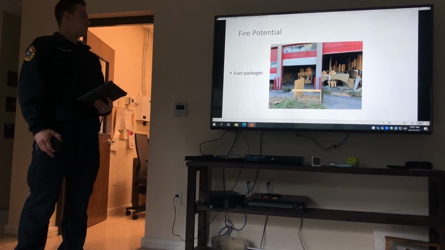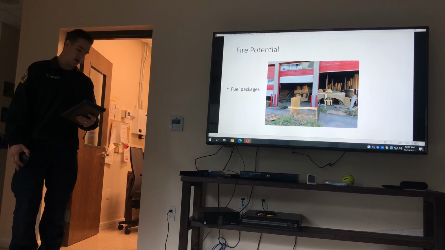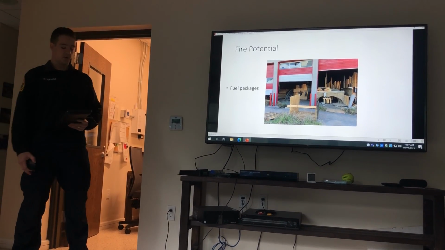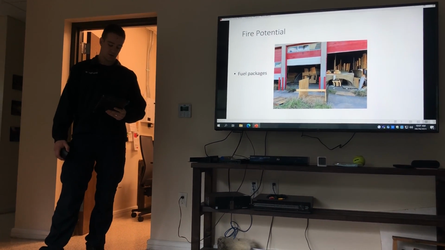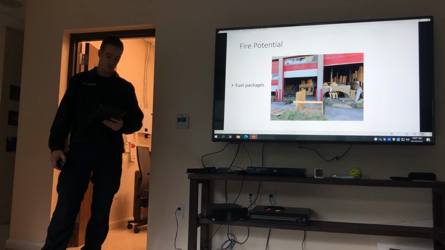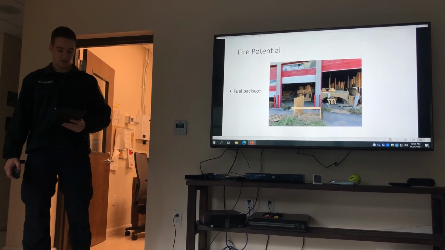All right, so the fire potential in these buildings. Fuel packages. What's a fuel package? The term fuel package is used to describe fuel that is available from a space or compartment. A fuel package is a discrete unit of fuel that will generate energy in the form of heat and light, as well as smoke and fire gases if it is ignited.